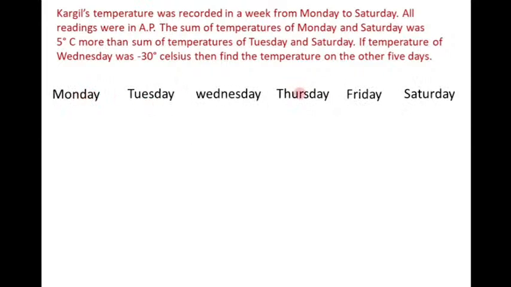So we have these 6 days for which the temperature of Kargil is recorded, and we suppose the temperatures on the respective days are A plus D, A plus 2D, and so on. For all these variables A and D, where A is the first term and D is the common difference, we have found the values, so we have to just replace here.